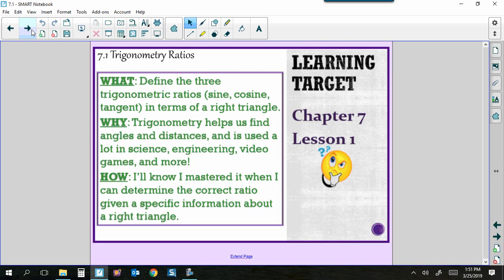What will we be learning? Well, we will define the three trigonometric ratios, sine, cosine, and tangent, in terms of a right triangle. Why are we doing this? Well, trigonometry helps us find angles and distances, and is used in a lot of science, engineering, video games, and so much more. How will you know you've learned it? Well, you'll know that you've mastered it when you can determine the correct ratio given specific information about a right triangle. Well, let's get started.